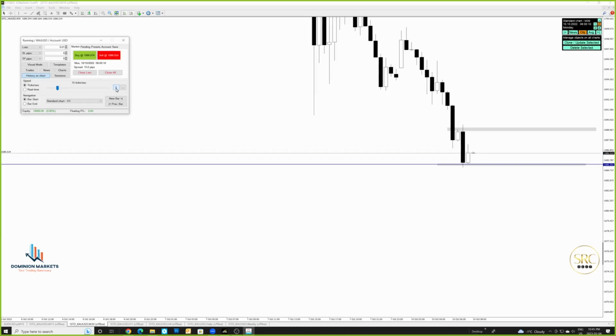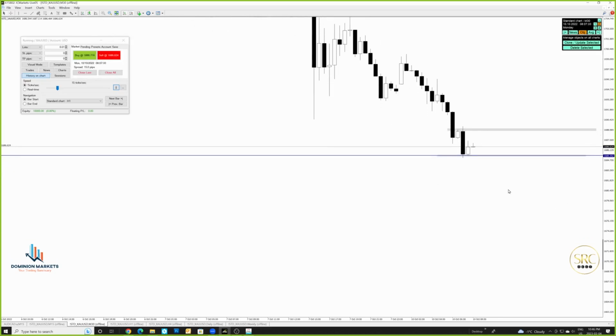Perfect. Let's see where we go. Do we break or do we reject, or what happens? Because if we do break below this area, then there's a very high probability we can continue pushing down. So I guess we'll have to wait till that. Let's speed it up here a little bit.